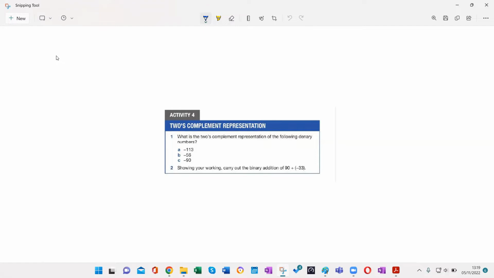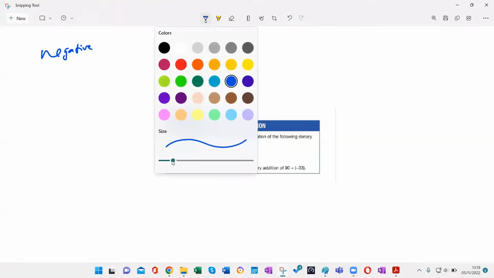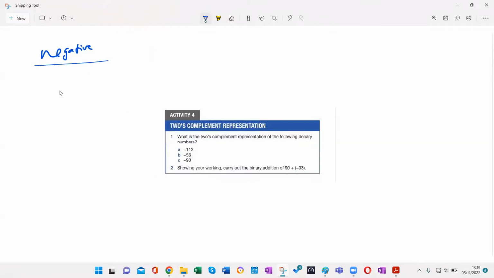Right. So I told you that when we are representing negative numbers in the computer, we use two methods. If you have any questions, ask, right? One method is called sign and magnitude. That's what we did last time. The other method is called 2's complement. We did both. Check the last video if you missed it.